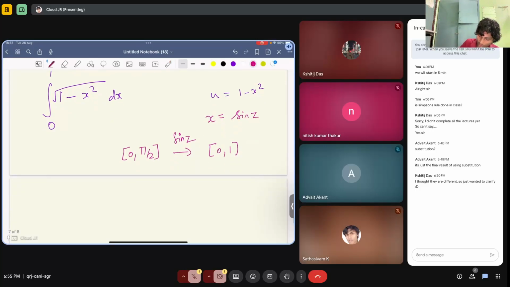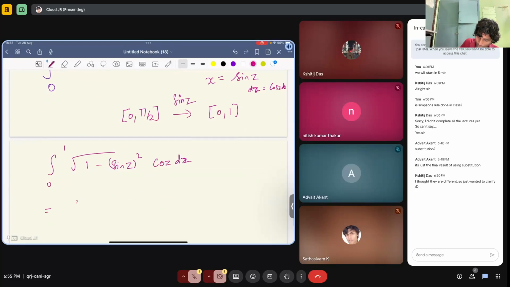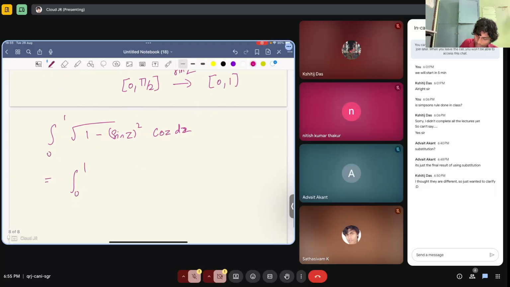Then what happens is you have the integral from 0 to 1 of square root of 1 minus sine square z. And now what is dx? dx is nothing but cos z dz. Then you substitute here. So this is sine square cos z dz, and this, if you compute it, is 0 to 1.